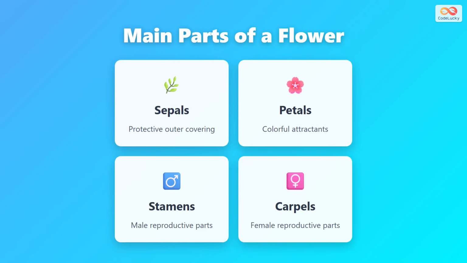Every flower consists of four main parts. First, sepals are the protective outer covering that shields the flower bud before it opens. Second, petals are the colorful parts that attract pollinators like bees and butterflies. Third, stamens are the male reproductive parts that produce pollen. And fourth, carpels are the female reproductive parts that contain the ovules. These four components work together to enable successful plant reproduction.